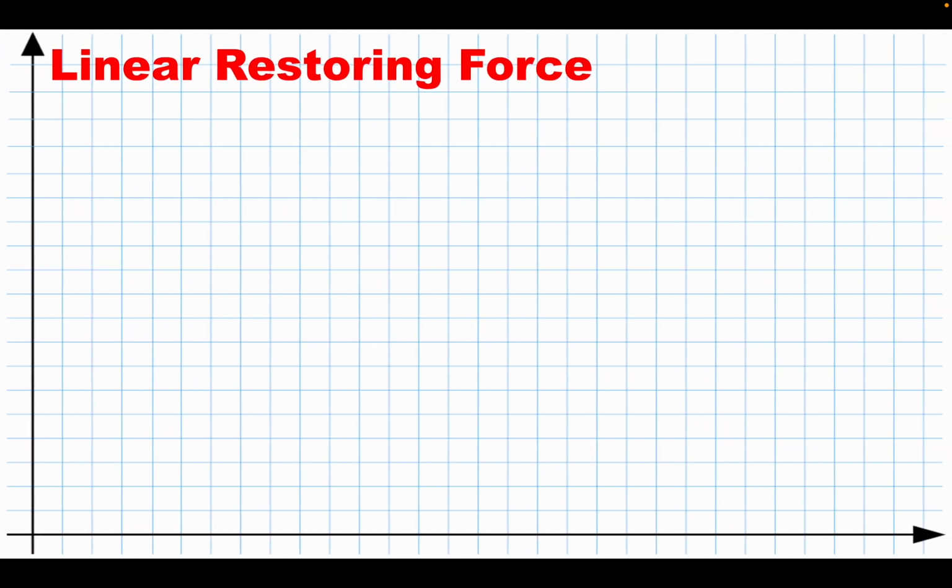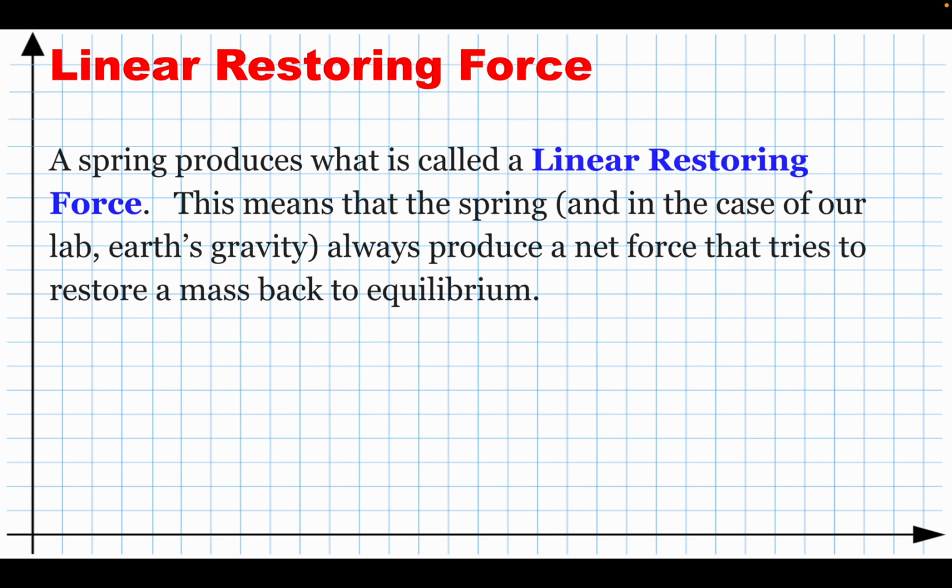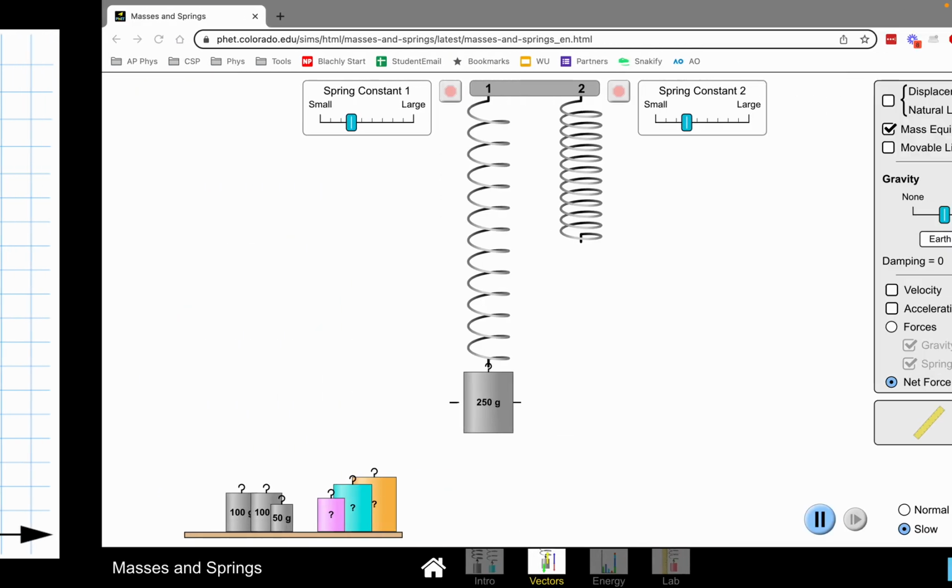Now, springs give us a very important idea, and that is what's called a linear restoring force. So a spring produces a linear restoring force. This means that the spring always applies a force that opposes motion from equilibrium. So let me try to explain what that means.